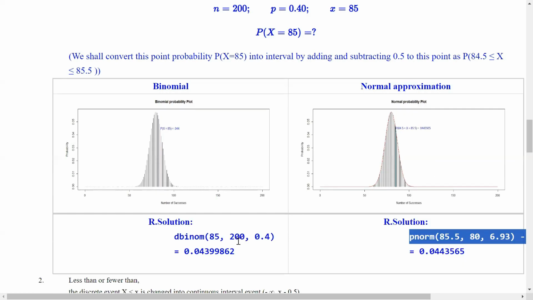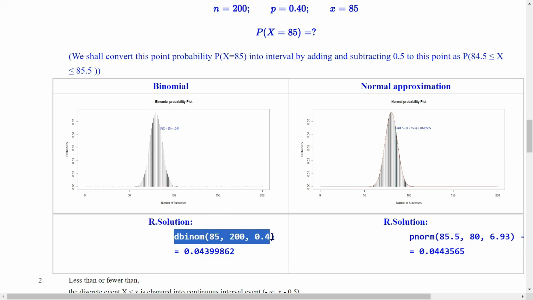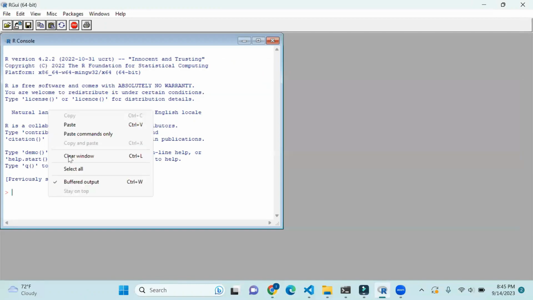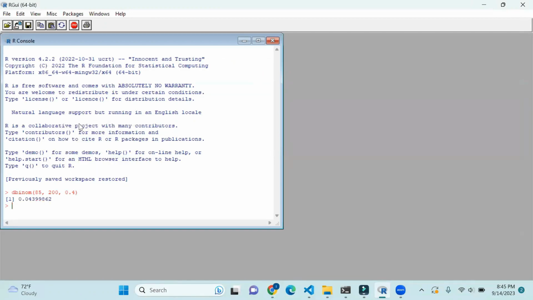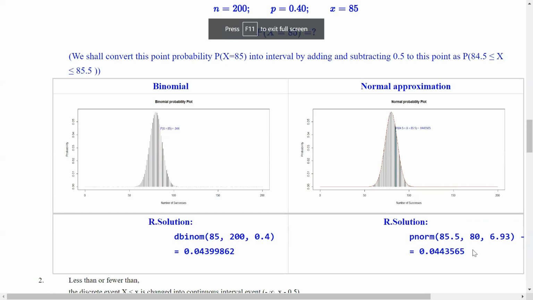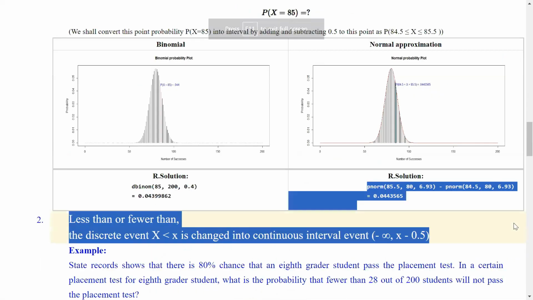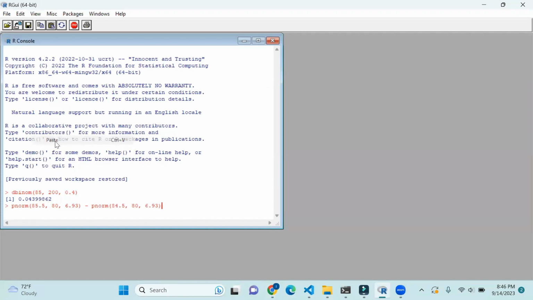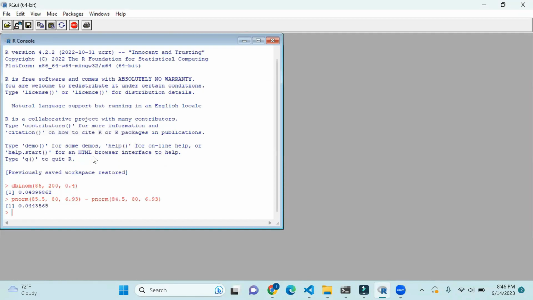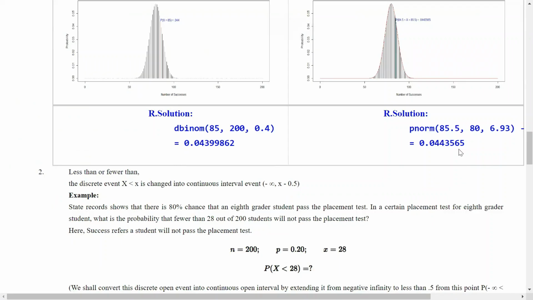Below each figure, the R solution is given. If we copy this command and paste it at the R console, we get the probability of the discrete event. Similarly, if we copy this command and paste it at the R console, we get the probability of the continuous event. Here we see that the result matches up to the third place of decimal.